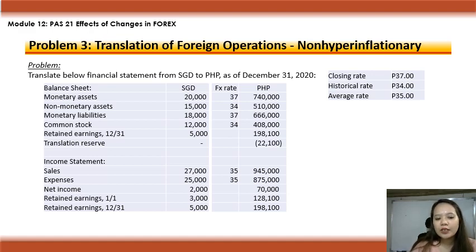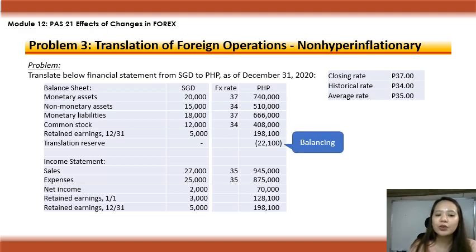So, your retained earnings beginning, dapat given to kasi from last year, kung magkano yung RE ending mo from last year. So, if this is the first year of operations, 0 naman to. Pero meron siyang kiniven na 128,100. Given yan dapat. So, your ending retained earnings is 198,100.